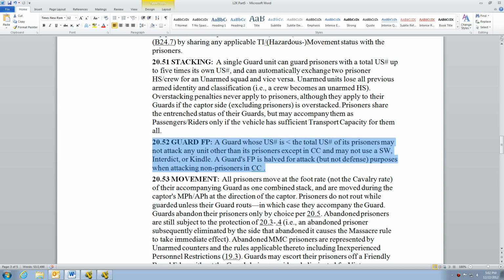So that's kind of another problem with taking prisoners, because all of a sudden your opponent is targeting your guard units. Your guard units then don't have much firepower, can't attack anybody else, so they're kind of taking some firepower away from you during the scenario.